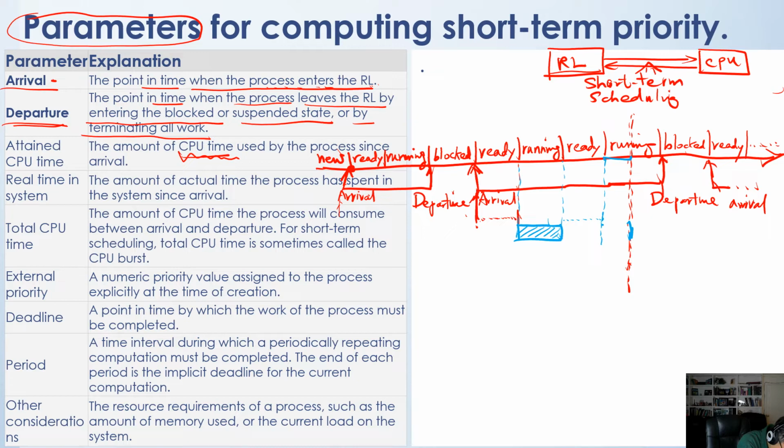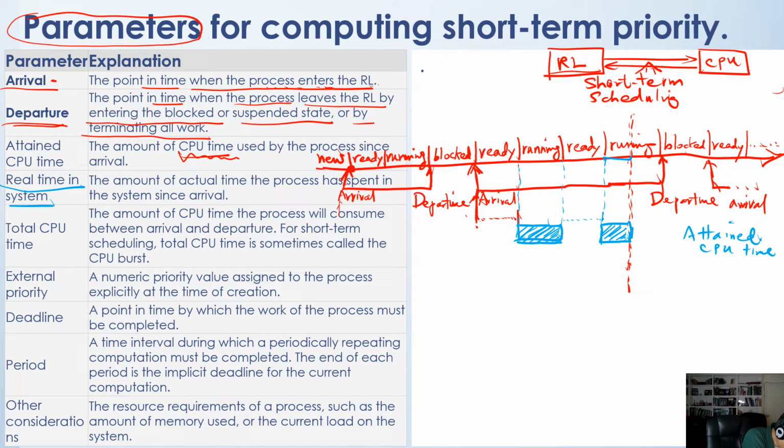That means it acquires the CPU again. So this is again the CPU time used. The amount of CPU time used is the addition of this time period and this time period. So that's the attained CPU time.